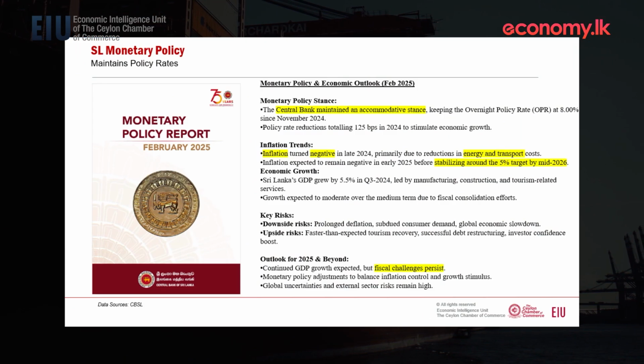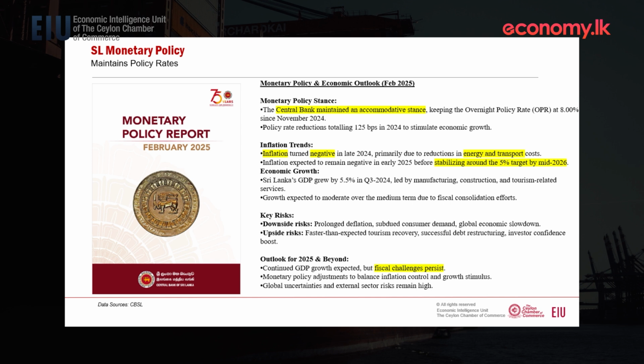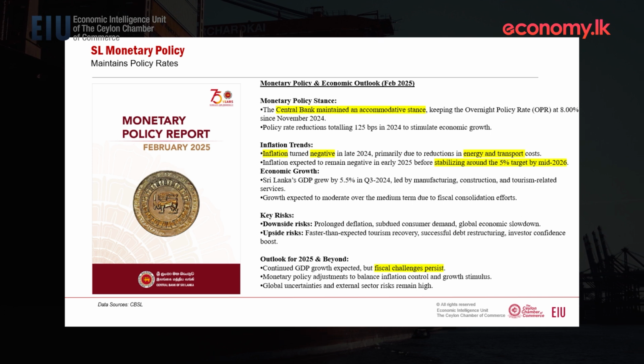Next up, I'll just give you a quick update on the monetary policy. The Central Bank of Sri Lanka, as you see on this slide, has maintained its accommodative stance on monetary policy, and the overnight policy rate is at 8%. You see inflation at a negative point. That is mainly because of supply side factors on energy and transport. The comparative costs have come down. There's a base impact also.